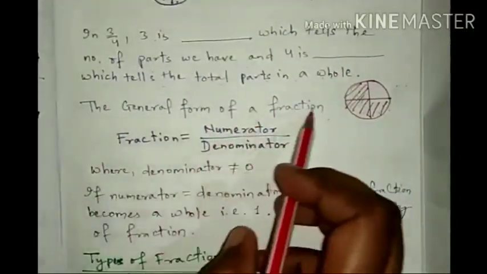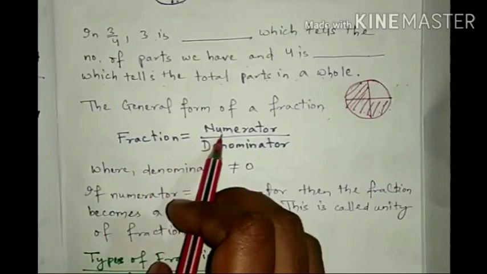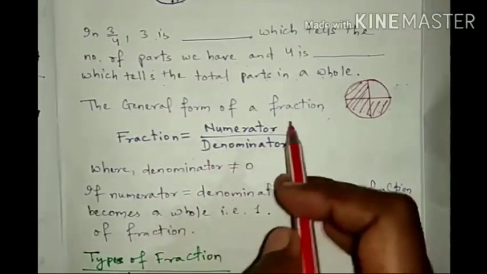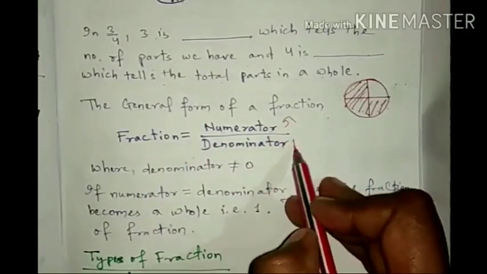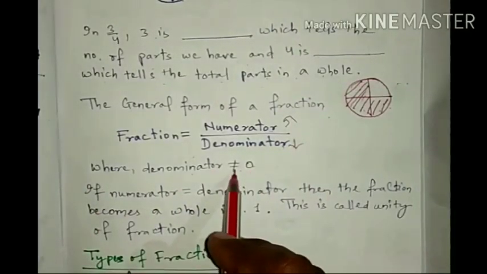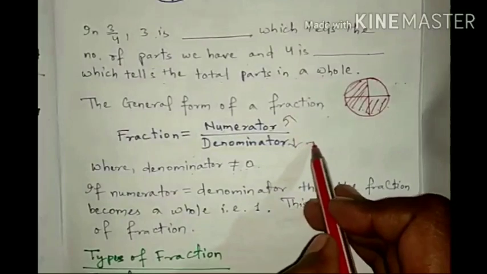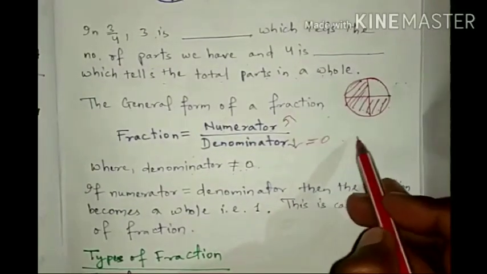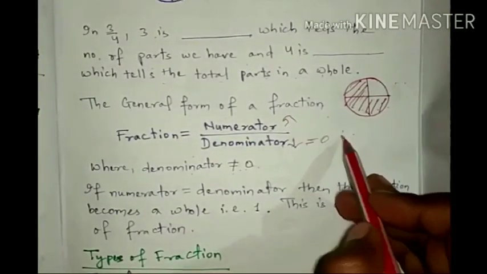So the general form of a fraction is fraction equal to numerator by denominator. Numerator is above and denominator is below, where the denominator is always not equal to 0. If the denominator is equal to 0, what will happen? It will become an invalid number.